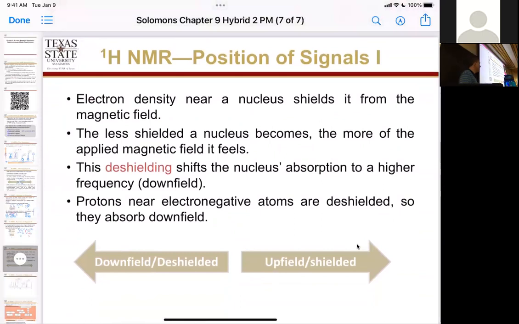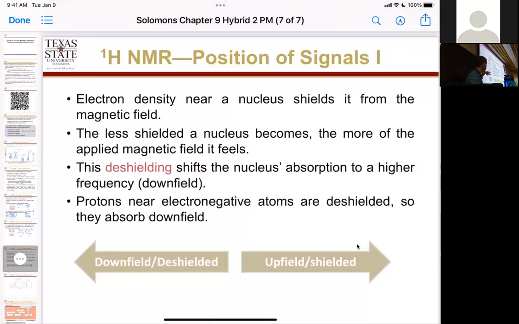Okay, so position is kind of weird. It says that basically the electron density near the nucleus shields it from the magnetic field. So the more electrons you have near it, the more it does. So I guess that means that silicon was donating electrons to those carbons, right? So that they have more electrons around them, bringing them down to 0.